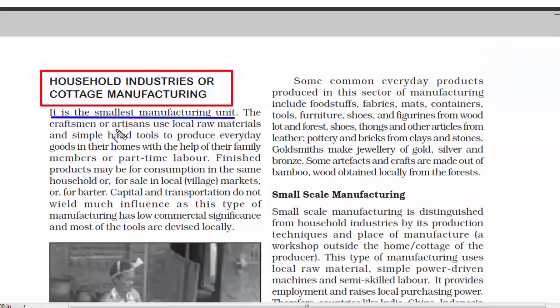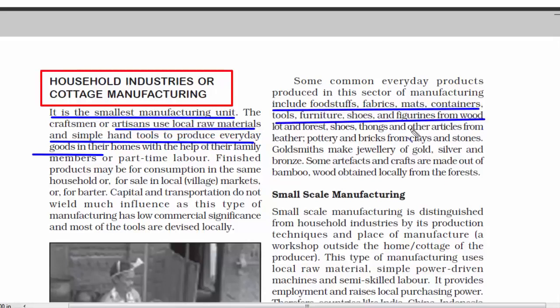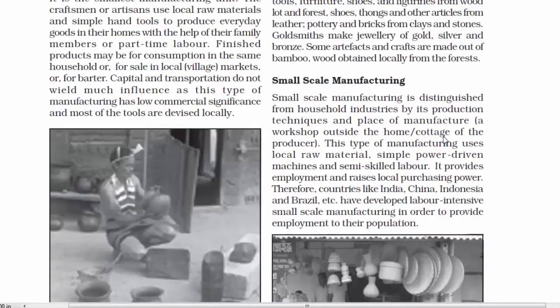It's not huge because artisans, who are also the workers, here use simple tools and local raw materials to produce goods. Hence there isn't much profit involved. When there isn't much profit, automatically capital investment is also low and would affect the whole production unit. Some examples of products produced in this sector of manufacturing include foodstuffs, fabrics, mats, containers, tools, furniture, shoes, jewelry, and other fancy items. The second category is small-scale manufacturing.